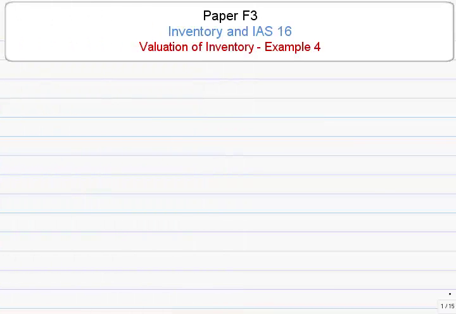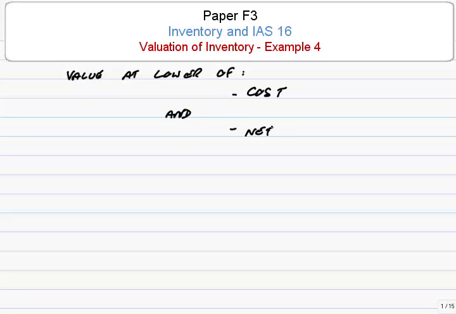In this session, we're going to look at how we actually value inventory. And there are two rules that you need to learn. The first one is the basic rule about inventory valuation: we always value at the lower of cost and what we call net realizable value.